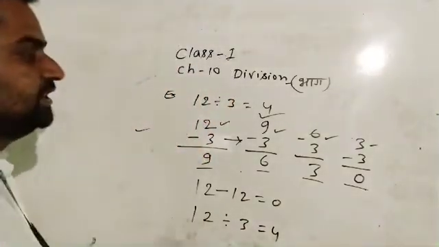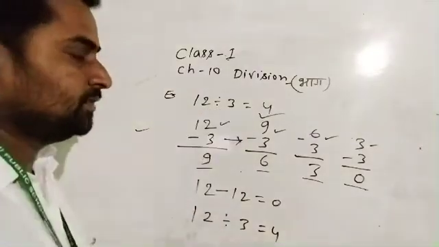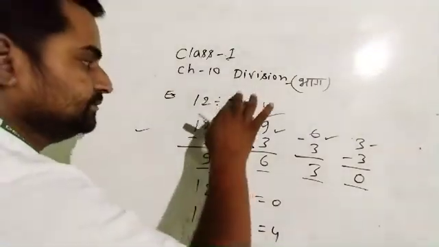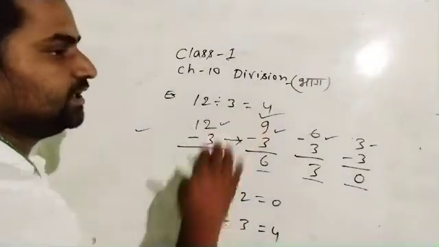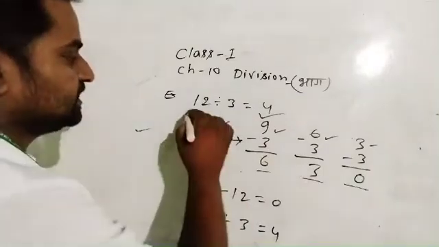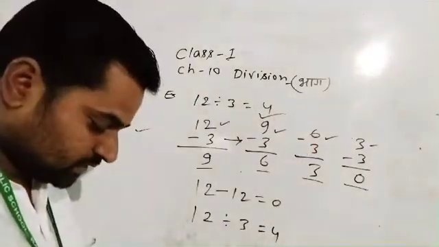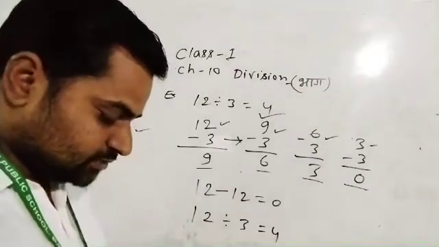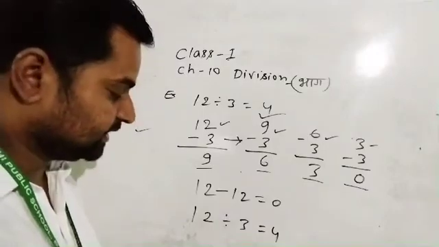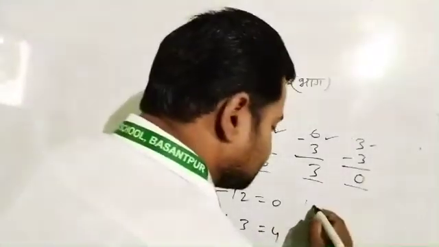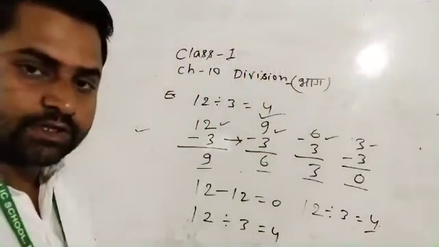Okay students, in this problem, a big number is divided by a small number. First you read the table of 3. Read the table of 3, 4 times is 12, so you write 4. Remember, the process is to divide the first number by the second, that is 12 divided by 3. First divide by 3, your answer is 4.